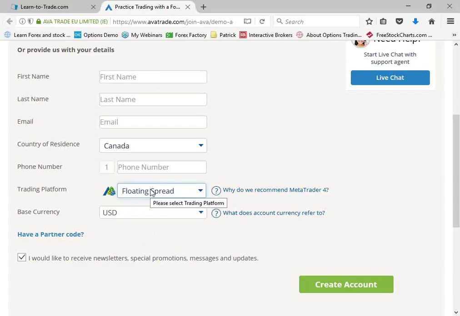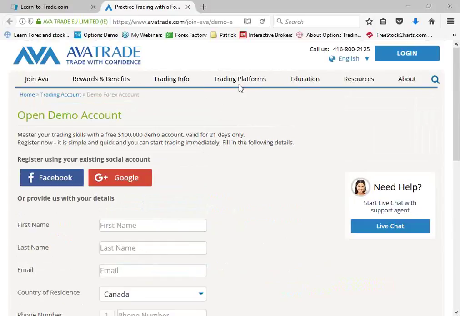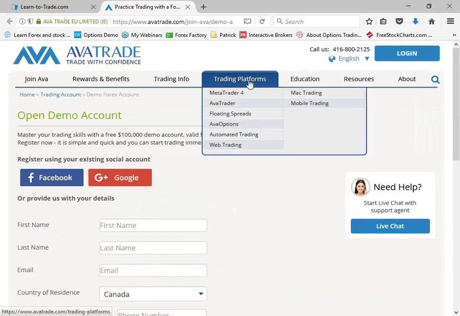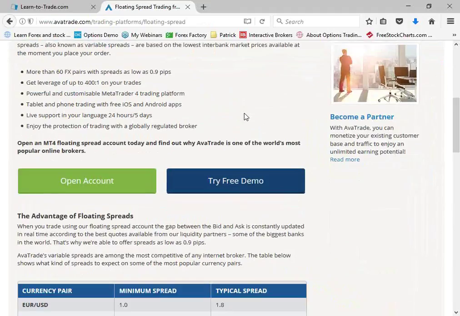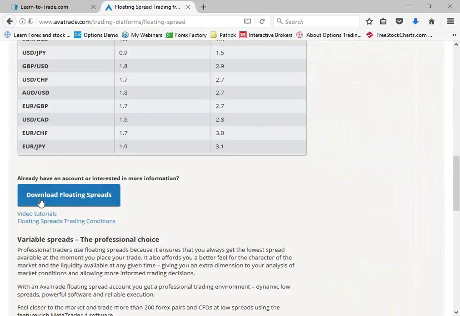Whichever one you register for, though, that is the one you're going to download when you go to the trading platform. So on the trading platform, you pick the one that you registered for, floating spread, if that's the one it is. You scroll down, and you go download floating spread software. You download it. Right here is a video tutorial.